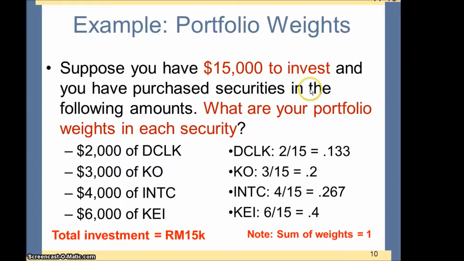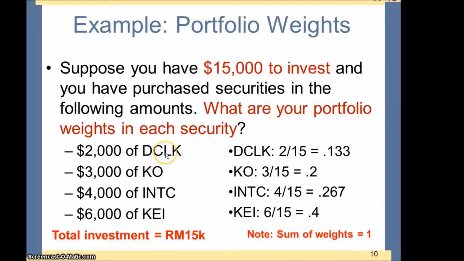Now, you have 15,000 to invest, and you have to purchase the following stocks. So you are having a portfolio that consists of 4 different stocks. What are your portfolio weights in each security? It means what is the probability in each stock here. Weights means probability. Just like the previous example, you must have the probability. So we must calculate the probability. Now, in total, you spend 15,000. So stock number 1, DCLK, you spend 2K, KO 3K, INTC 4K, and KEI 6K, in total 15K.